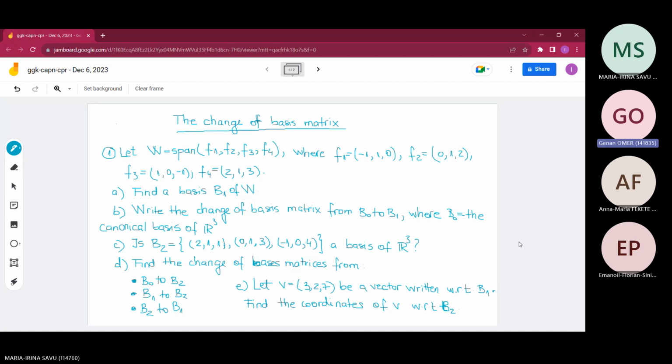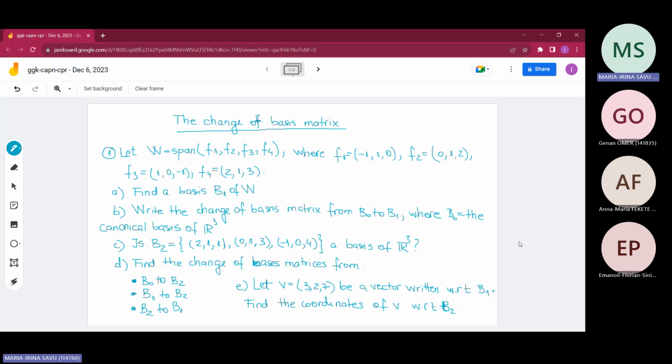Okay, so the vectors in the set are linearly independent, because of the determinant, and the dimension of the subspace is 3, which is the dimension of R3. So B2 is a basis. This is the idea. You have that B2 is a basis of R3.